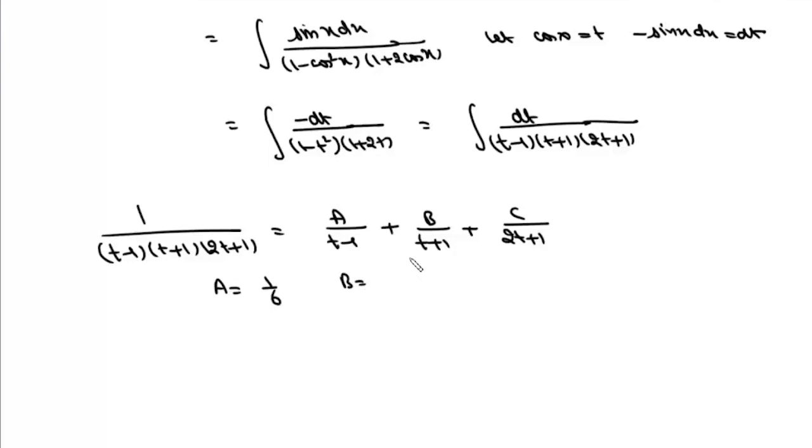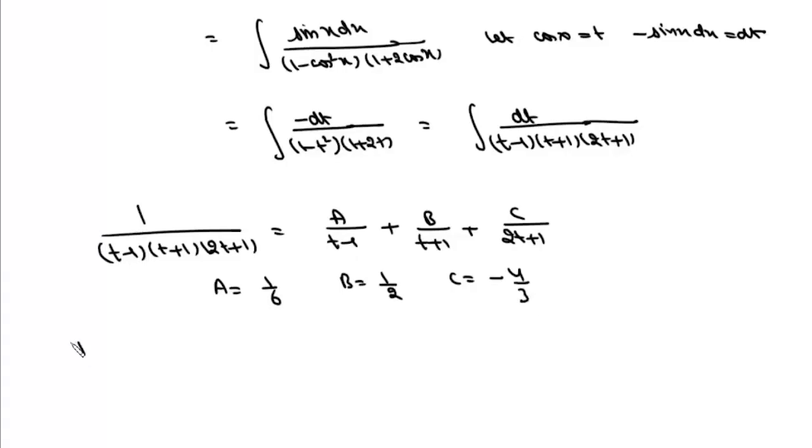Now for b, we'll put t as minus 1. So it will be this minus 2 into minus 1. So value of b is 1 by 2. And for c, we'll put t as minus 1 by 2. So it will be this minus 3 by 2 and 1 by 2. And that will be minus 4 by 3.